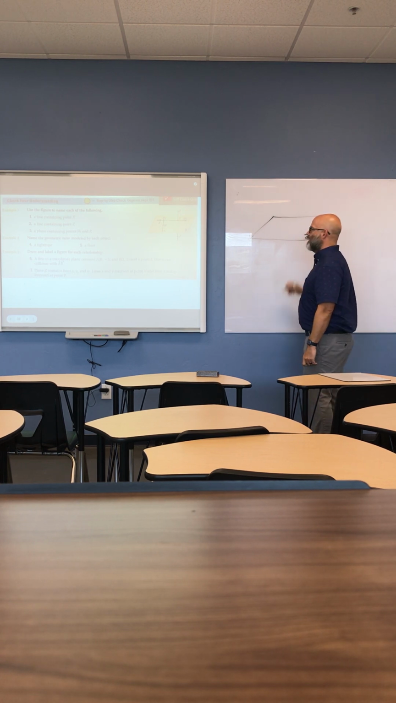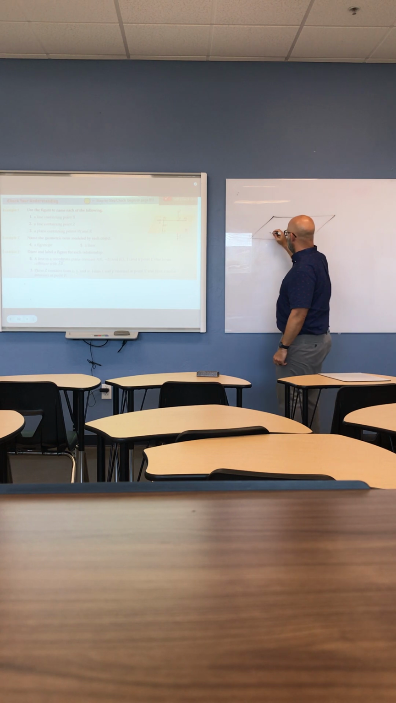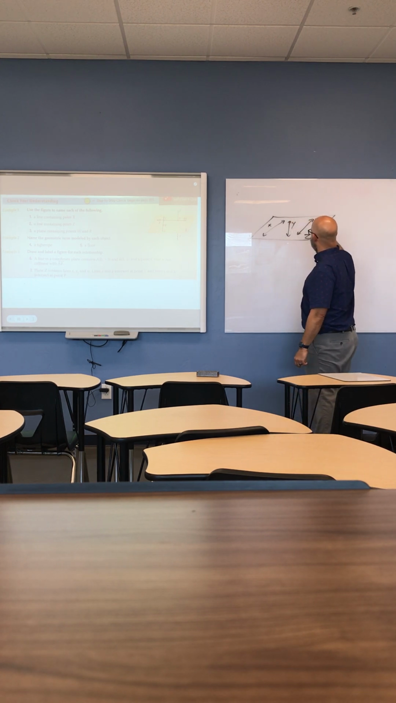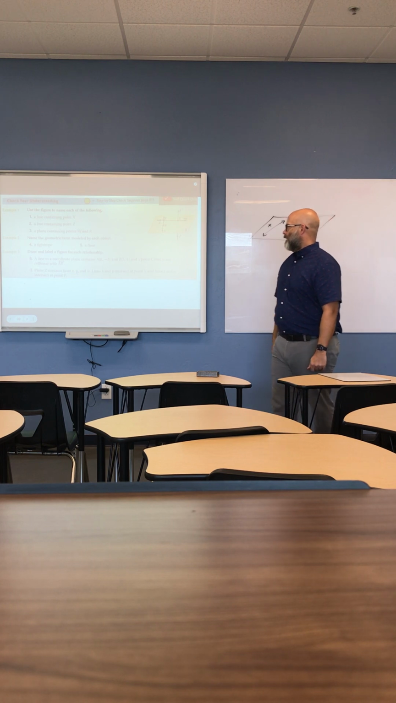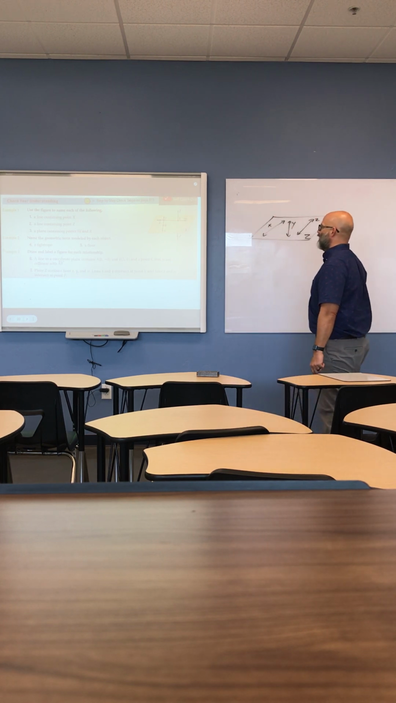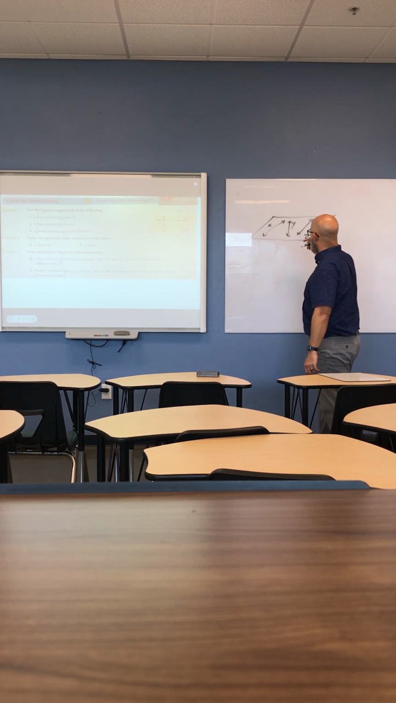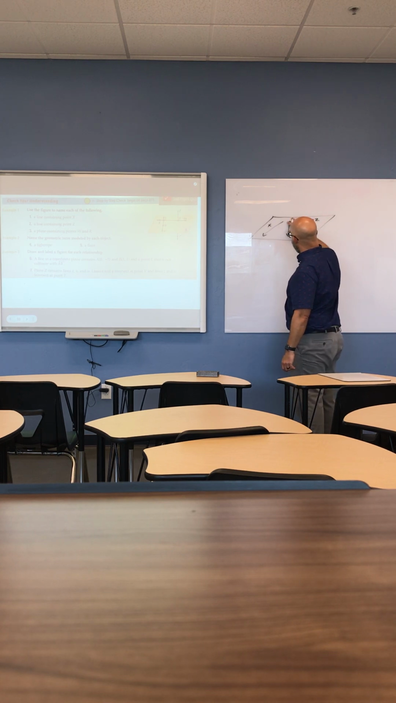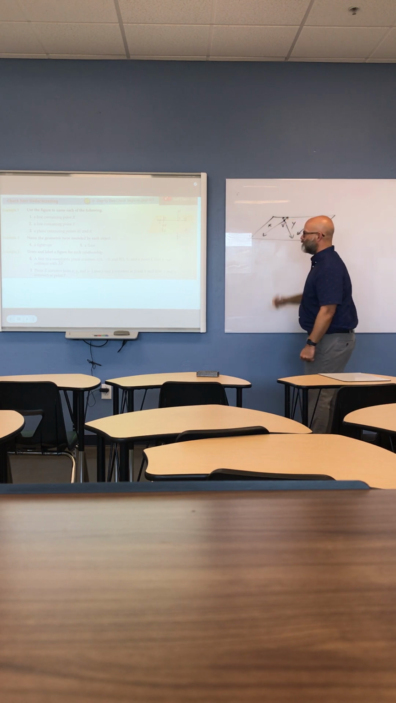Plane Z contains lines X, Y, and Z. So maybe this is line X, this is line Y, and maybe this is line Z. Lines X and Y are going to intersect at point V. All right, let's see. So they're going to intersect at point V. So we actually want to show that intersection. So let's have this be X and Y, and therefore they'll intersect right here at point V.